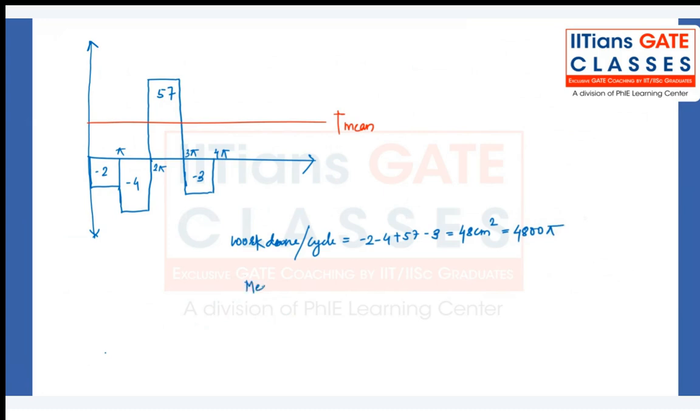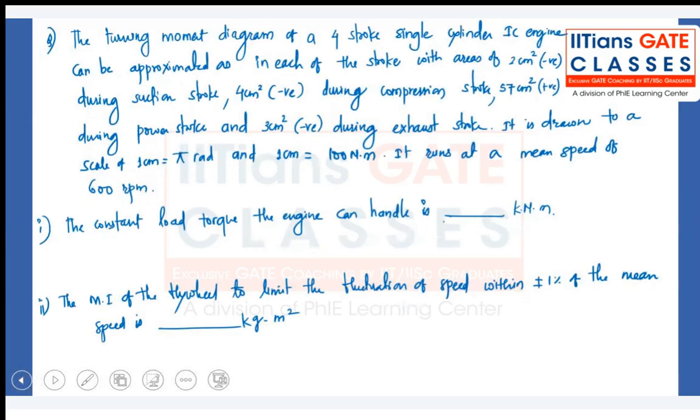Mean torque is equal to 4800 pi divided by 4 pi, which is 1200 Newton meter, which is 1.2 kilonewton meter. So this is the answer for the first question, 1.2.